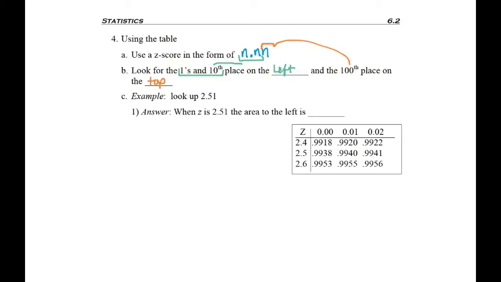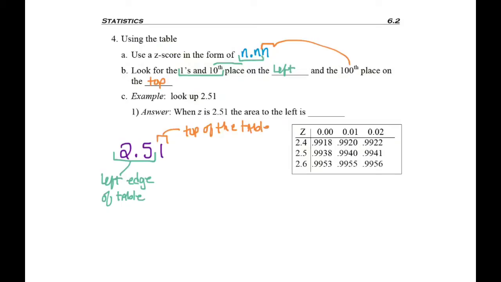And so we'll go ahead and do an example where I've taken a cutout of the table. I don't have the whole table, just the part we need. So I'm asked to look up a z-score of 2.51. I need to look for my ones and tenths place on the left edge of the table. So the whole number and the first digit past the decimal, and hopefully you can see that somewhere over here on the left side of the table.